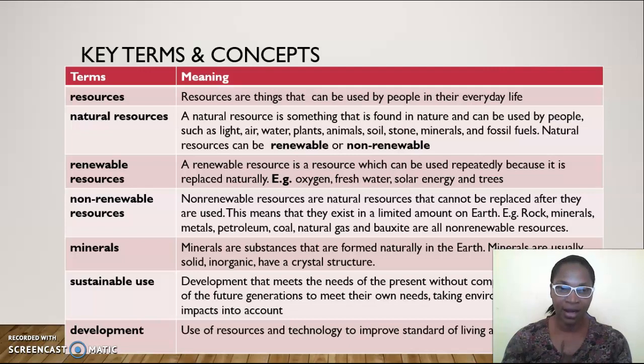Minerals, and both are considered to be natural resources because they're both placed in nature by God. Minerals are things that are formed naturally in the earth, like I had said before, such as bauxite, oil, and other things.